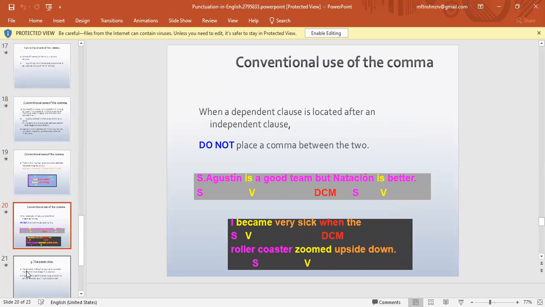And when a dependent clause is located after an independent clause, don't place a comma between the two. For example, Augustine is a good team, but Natation is better. You can see there is no comma. I became very sick when the roller coaster zoomed upside down. You can see there is no comma again, and there is just one clause.